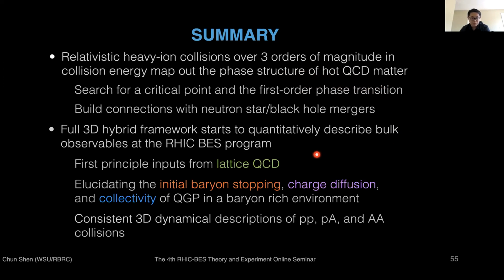In the RHIC programs we have started to develop this 3D hybrid framework, and you can see that we are starting to have quantitative descriptions of the bulk observables. This requires inputs from lattice QCD to give us guidance on how the equation of state changes at finite mu B, and also helps us learn about interesting physics like initial baryon stopping, charge diffusion, or collectivity of quark-gluon plasma when we have a rich baryon environment.